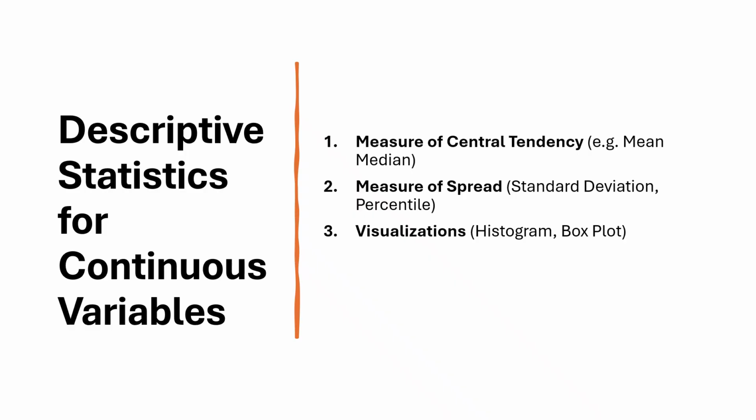Continuous variables like age, systolic blood pressure, weight are typically described taking three approaches. First, you provide the central tendency like mean and median to find the typical values. Then you provide the spread that is provided through standard deviation or percentile to see the variability in the data. And then you provide visualizations like histogram or box plot to understand data distribution visually.